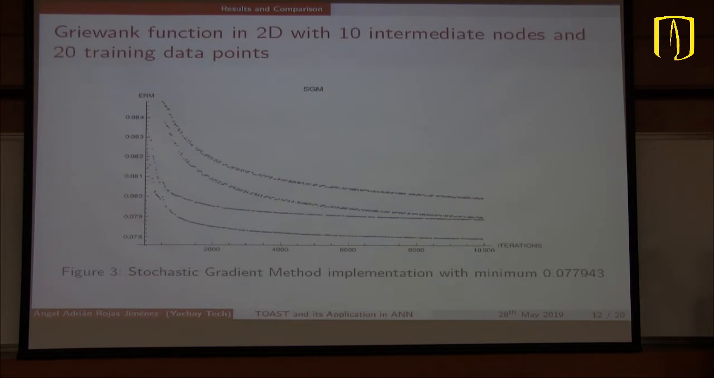Another more sophisticated example is the Griewank function, approximating it with a neural network. Here we present a neural network with 10 intermediate nodes. Since it is a 2D example, we have 20 weights in this neural network of only one layer, and 10 biases or shifts. We train this neural network with 20 points.